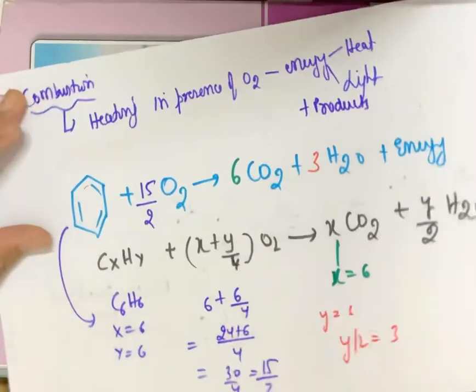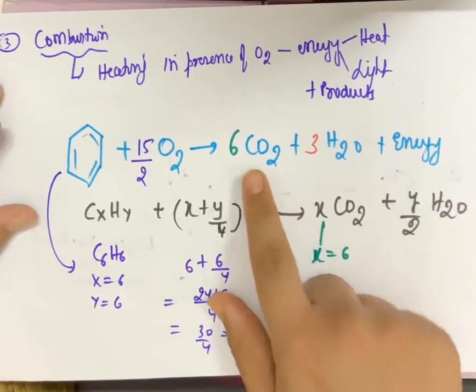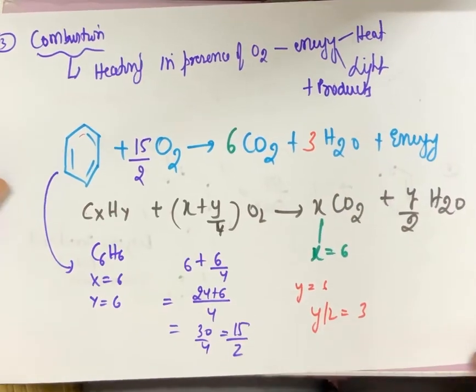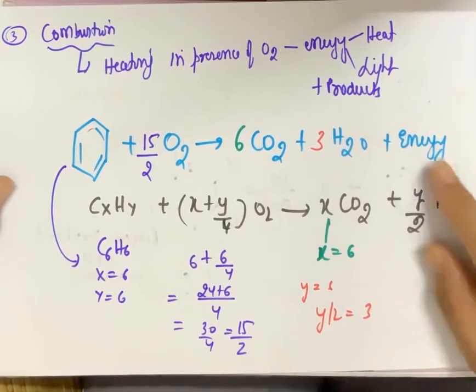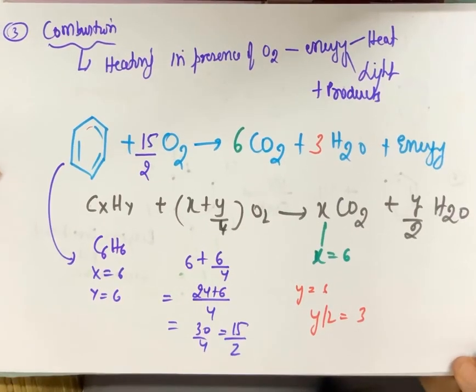And the last one was the combustion, where the benzene ring in presence of oxygen gave carbon dioxide, water and heat and light energy. It is always better that we mention energy in the combustion reaction. It makes the equation complete.